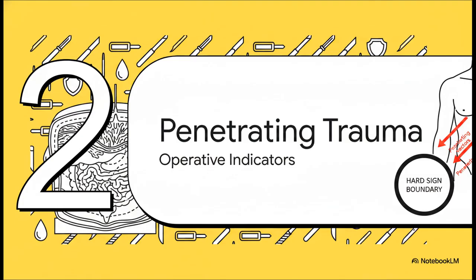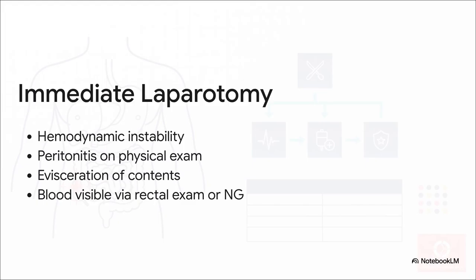Moving right along to Module 2, penetrating trauma triage and immediate operative indicators. Let's classify penetrating mechanical violations and establish that absolute hard sign boundary. These absolute hard signs are completely unforgiving. Hemodynamic instability, peritonitis on a physical exam, evisceration of abdominal contents, or visible blood via a digital rectal exam or NG tube. If you see any of these, conservative observation and local wound exploration are entirely off the table. You're going straight to the OR.